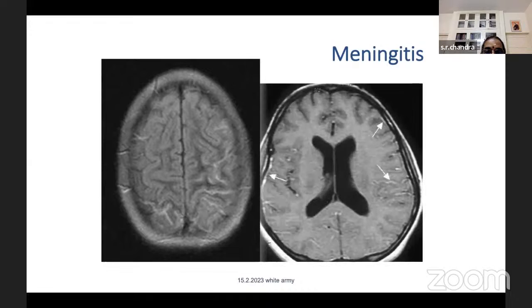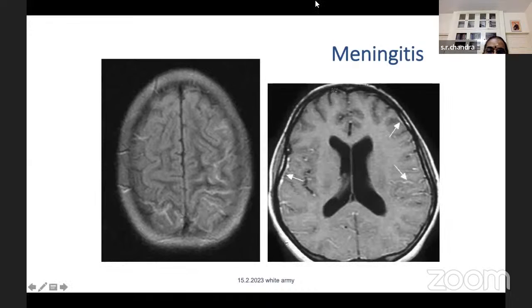So this is the imaging picture showing the meningeal exudates. The typical imaging picture showing meningeal exudates. This is what you will see in meningitis. Meningeal exudates are there.